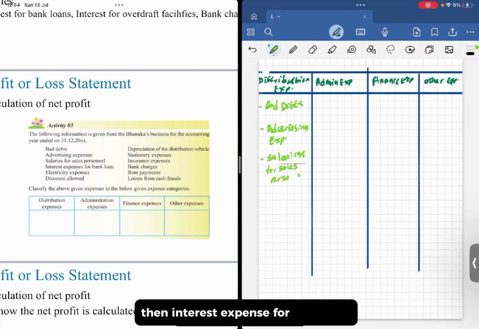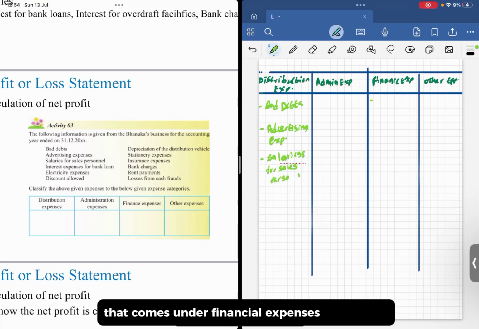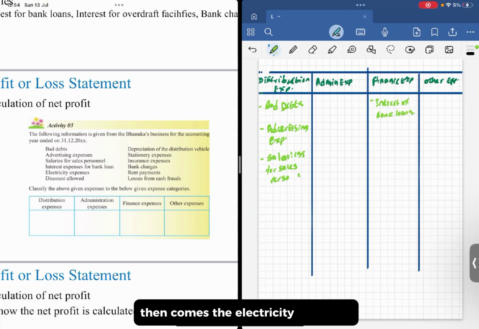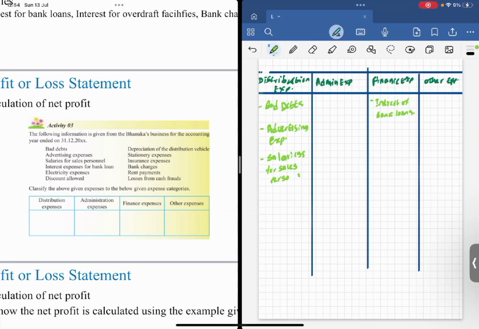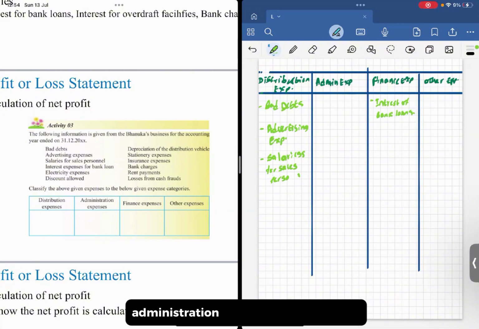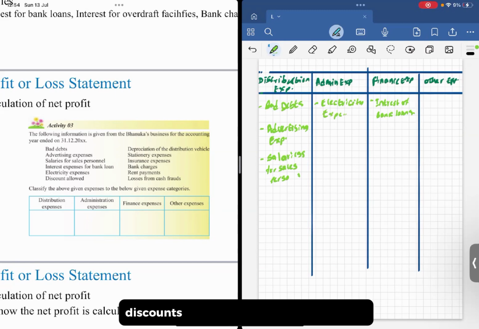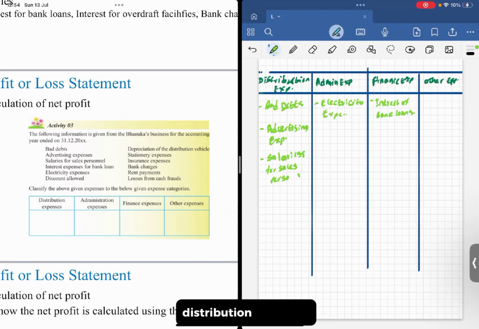Then interest expense for bank loan. That comes under financial expenses. Then comes the electricity expenses. Usually, electricity expenses fall under what? Electricity expenses fall under administration expenses. Then discounts allowed. Discounts allowed are also coming under distribution expenses.